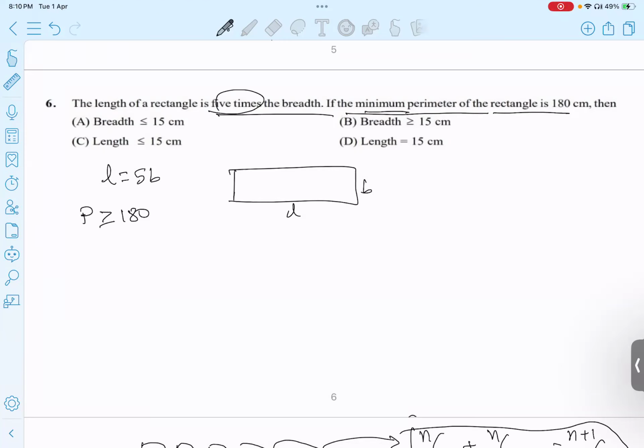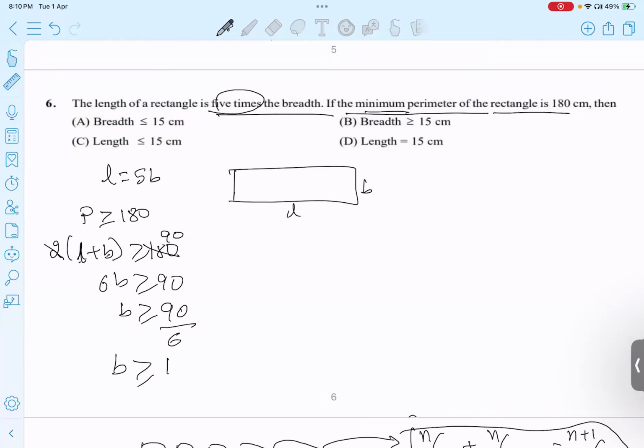Okay. What is the perimeter? 2 into L plus B is greater than or equal to 180. So if I cancel 2, 1s are 2, 90. So L is what? 5B. 5B plus B is 6B. 6B is greater than or equal to 90. So B is greater than or equal to 90 by 6. That is, breadth is greater than or equal to, it's a direct calculation, 15 centimeter. Breadth is greater than or equal to 15 centimeter. It is just a linear inequality chapter.